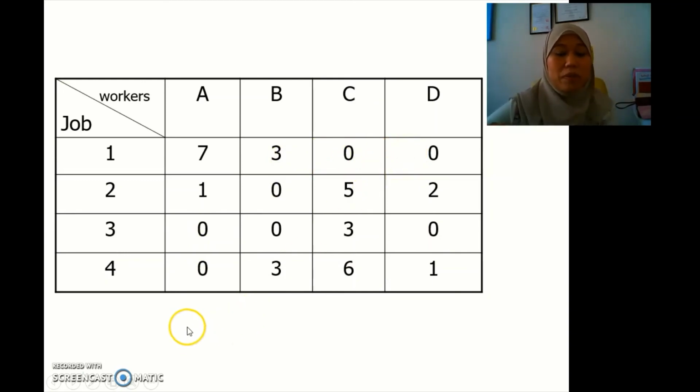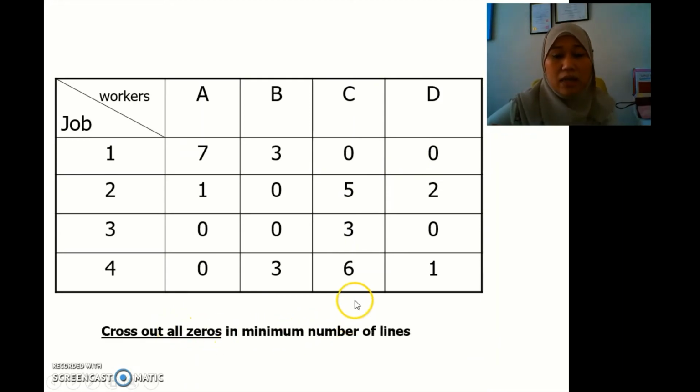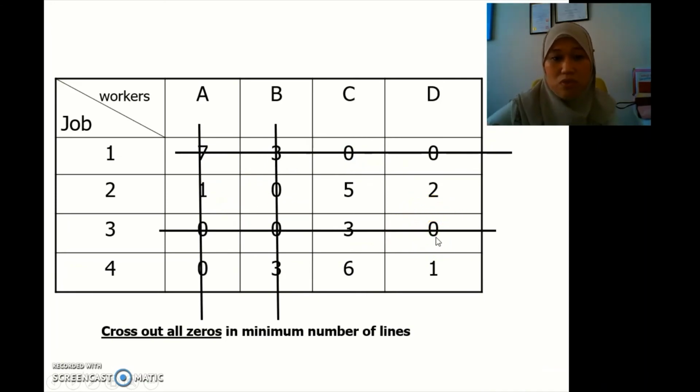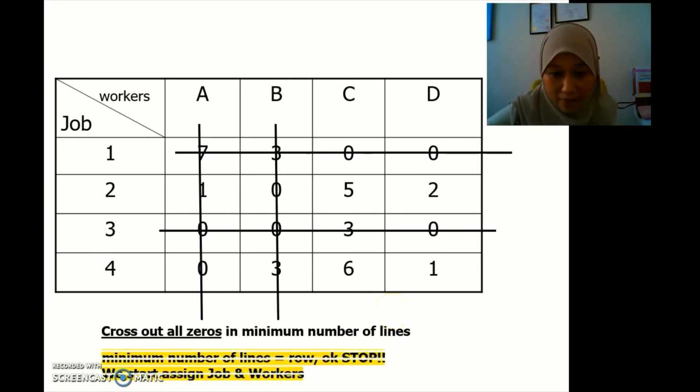So we have to repeat the step of crossing out all the zeros again using the minimum number of lines. Okay, can we do 3 lines here? Let me see. 1, 2, 3. Aha, there's another one here. So you have no choice but to cover all the zeros with 4 lines. Okay, you cannot do it with 3. So the minimum number of lines equals the number of rows. That means we have 4 here. Okay, we need to stop.